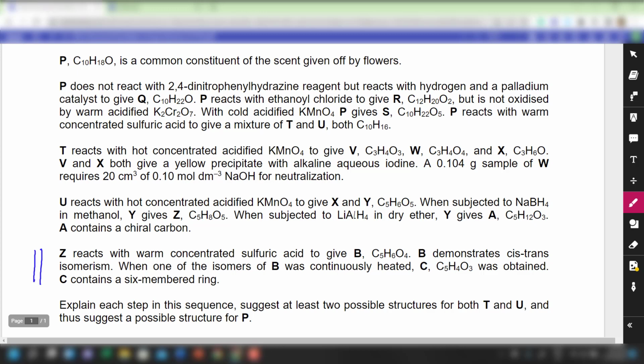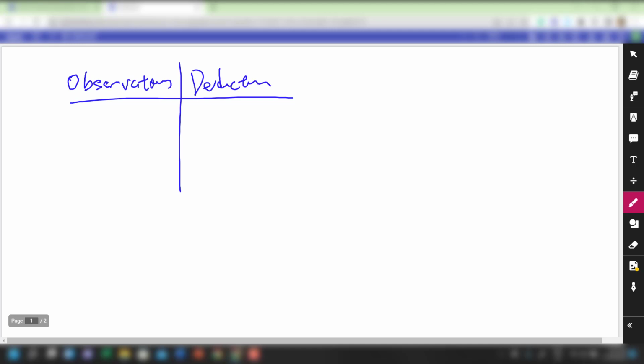So for the normal way of presenting your answer, maybe I'll use the blank page. What you should do is you should have observations. You should just tabulate your answers. So you should have observations followed by deductions. I think I've given some of the ways of presenting your answer. I've uploaded the answer on Google Classroom. You can go and take a look.